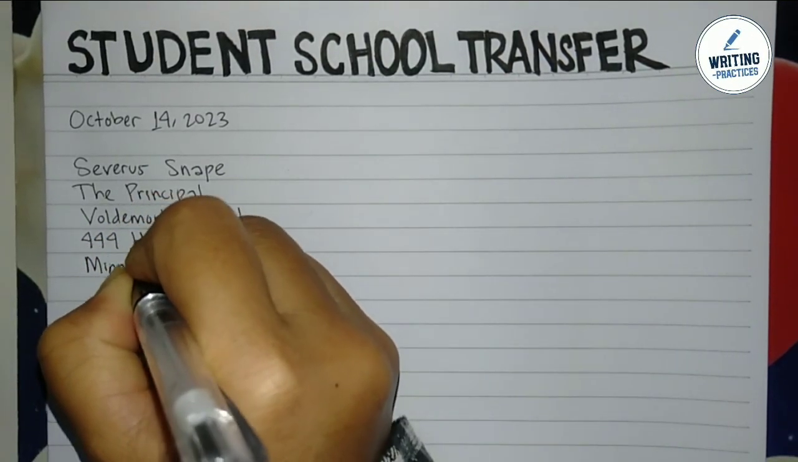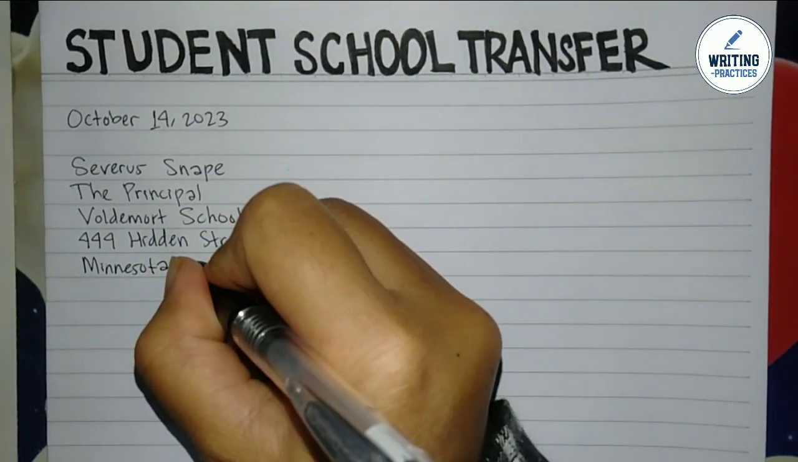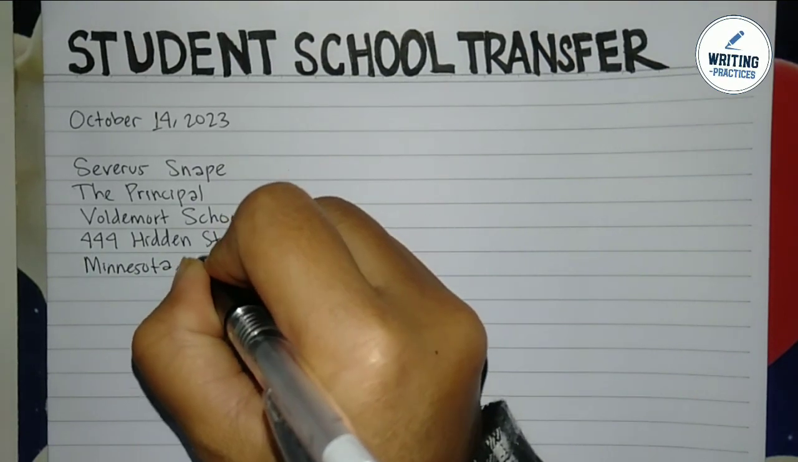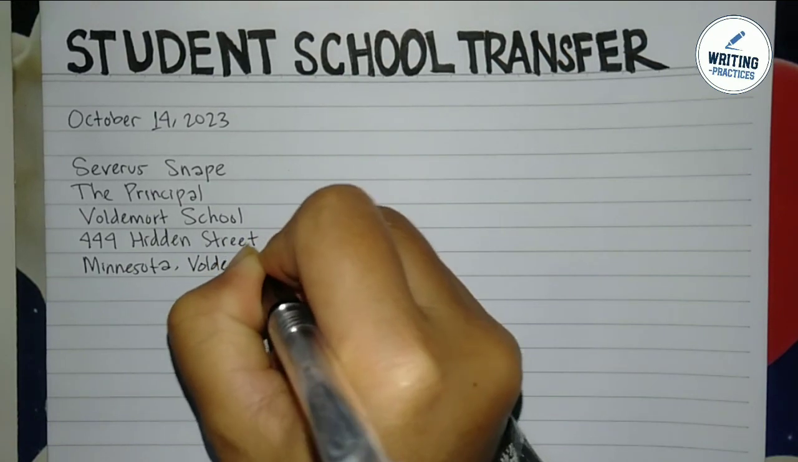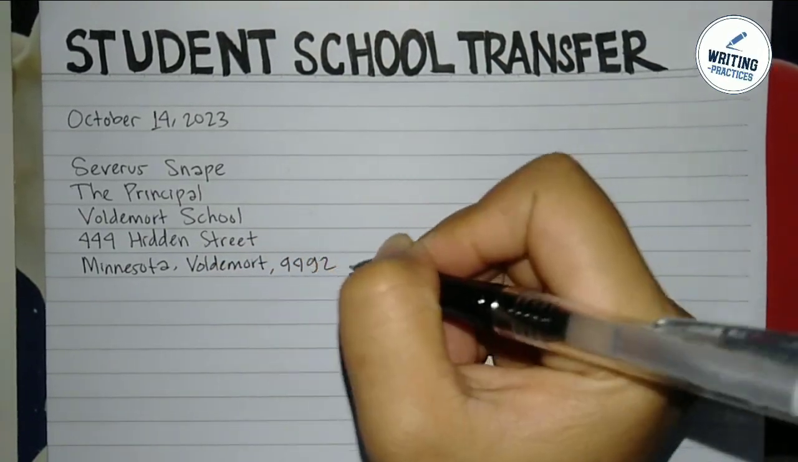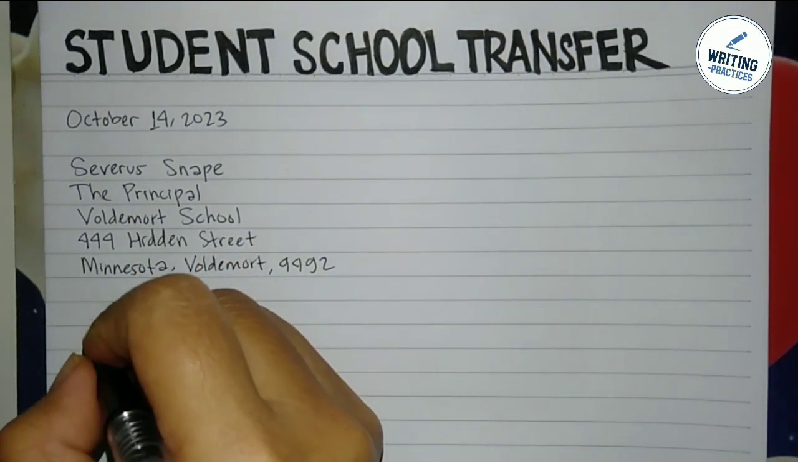And write the name of the school or institution. Under it, write the address of the school or institution. Remember, when you write the address, it is better to mention the number, street name, city, state, and zip code. You can also add contact information like phone number or email address, but it is optional.